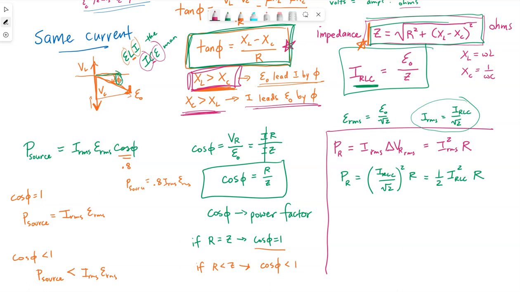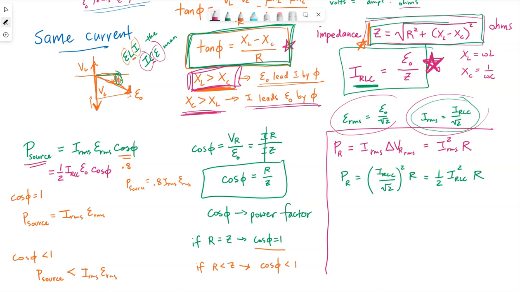If we come back to the source and want to plug in these RMS versus max values, we end up with 1/2 I max times the E max times the cosine of phi. When you look at the test notes for the equations for power, they're on the following page after this current and voltage. So the equations span 2 pages.